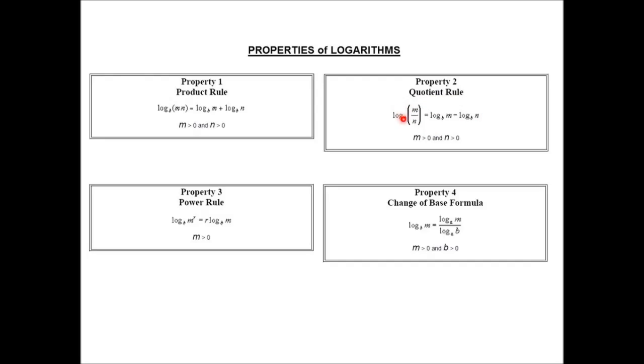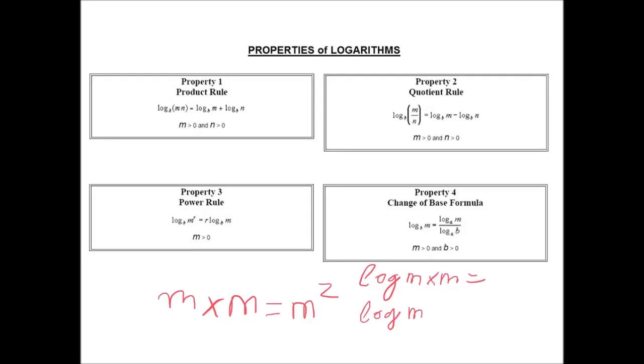Likewise, the division of two factors m over n is going to be the difference of log of m minus log of n. Now imagine that instead of m times n we would have m times m. That would be m times m is equal to m squared. But we know that log of m times m is equal to log of m plus log of m, which is equal to 2 log m.